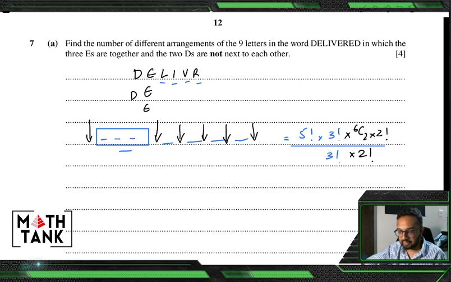Let's see if that gives us the correct answer. 5 factorial into 3 factorial into 6C2 into 2 factorial, divided by 6, divided by 2. So I am getting 1800. Is that the correct answer? Yes, that is indeed the correct answer.